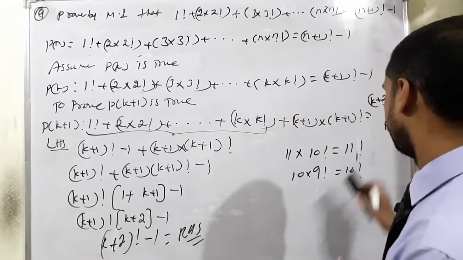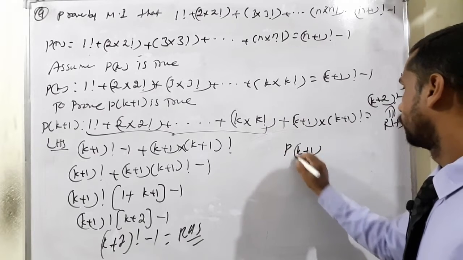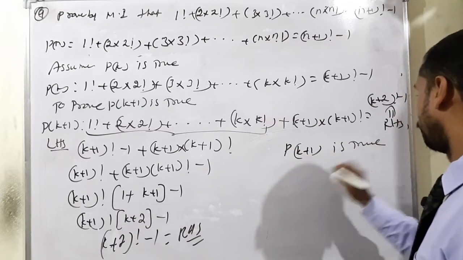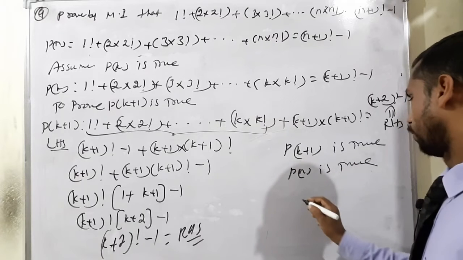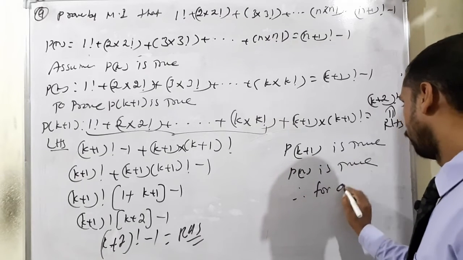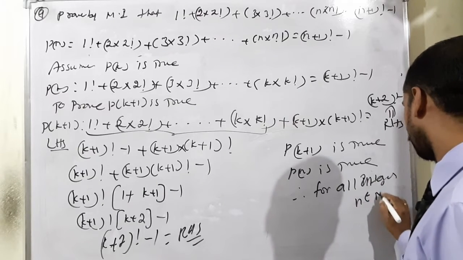Therefore, we can say P of k + 1 is true. So P of k + 1 is true means we can say P of n is true. Therefore, for all integer n belonging to the natural numbers.